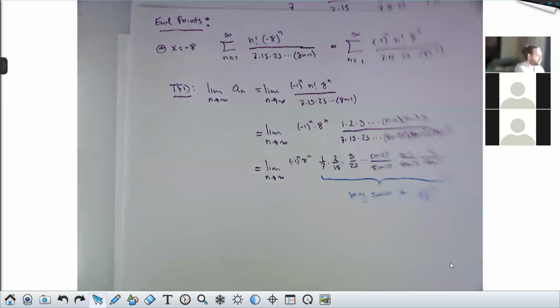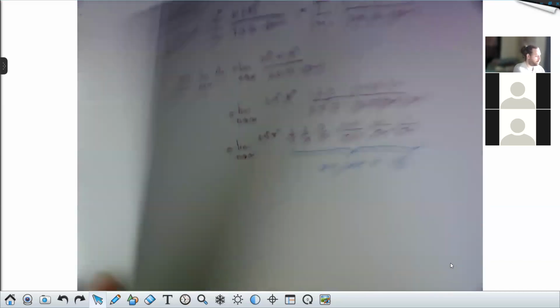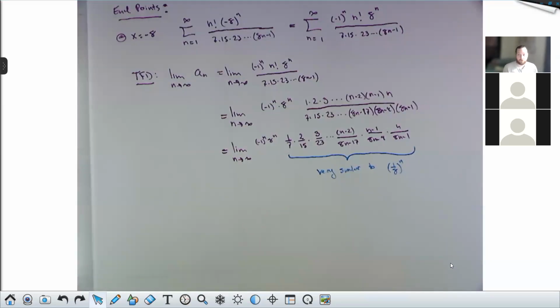Because the individual terms in that product go to 1/8, and there are n terms. Right? For example, just look at this last term, n over 8n minus 1. The limit of that thing on its own is 1/8. So as you extend this product out further and further, you'll have n terms, all of them looking like 1/8. And that would annihilate this.